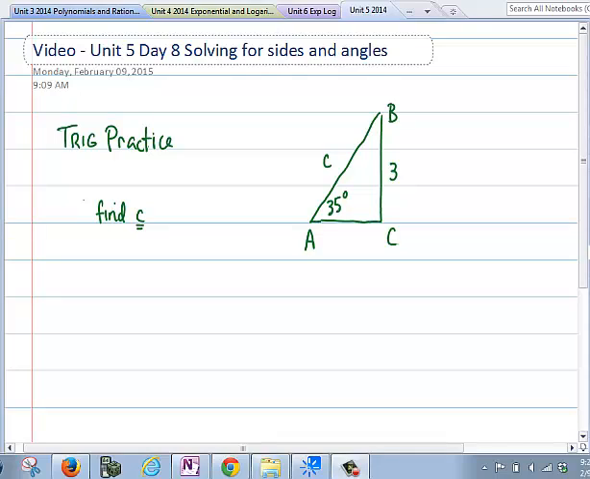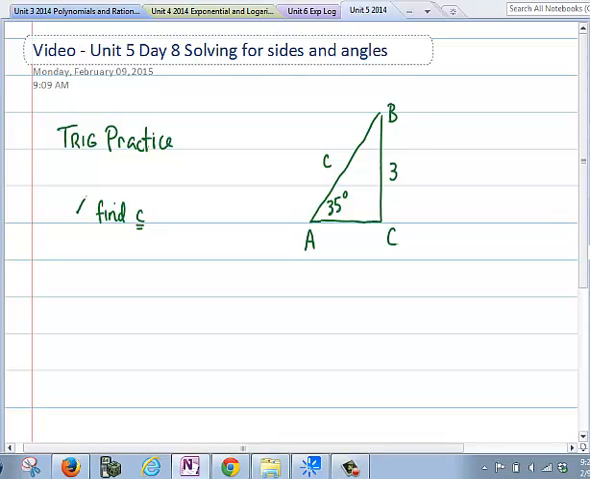Hello, pre-calc class. Today we're going to do a little bit of practice with trigonometry. You should finish the worksheet that we had in class today, but I just wanted to do some practice problems with you. Here's how it's going to go. So we see a problem that's posed. We want to find side C.